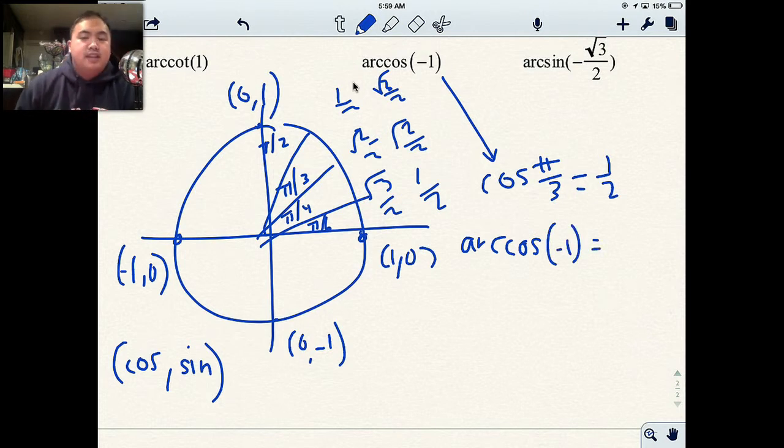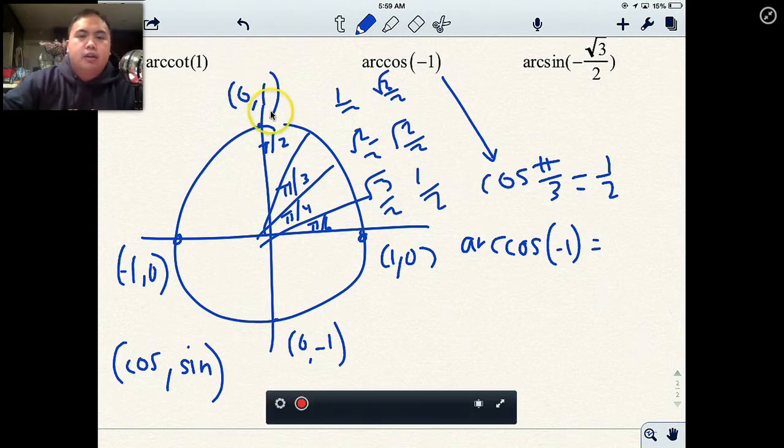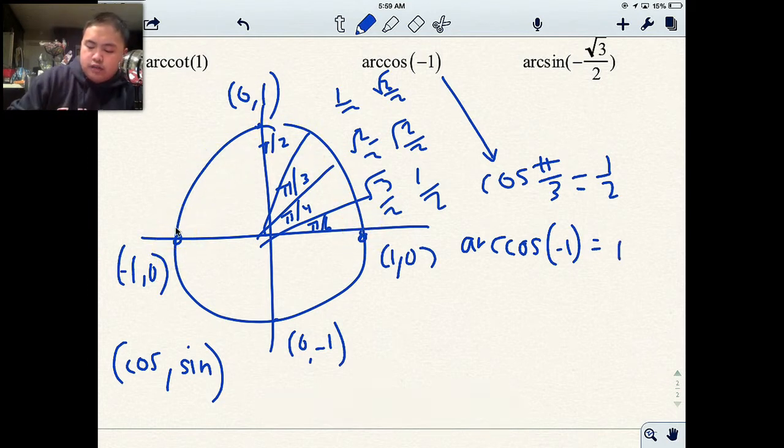So what that means is, which radian measure, some sort of value with a pi, has an x-coordinate of -1? If I look at my graph, I'm looking at all my x-coordinates, and I see that one of my x-coordinates is -1 here. In case you forgot, all the way halfway through the unit circle is pi. So arc cosine of -1 is pi. Again, you have to practice how to do this without a calculator.